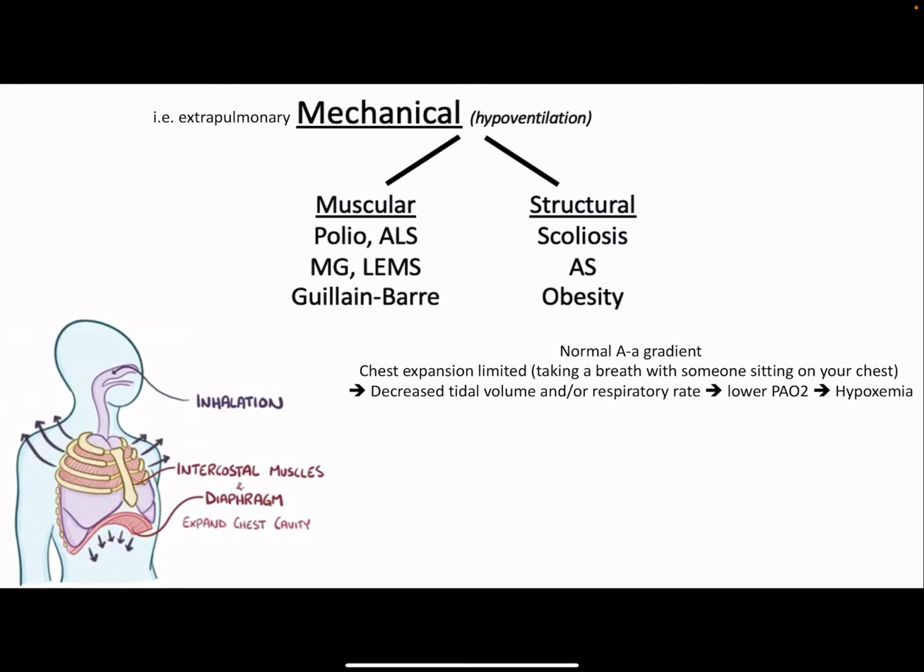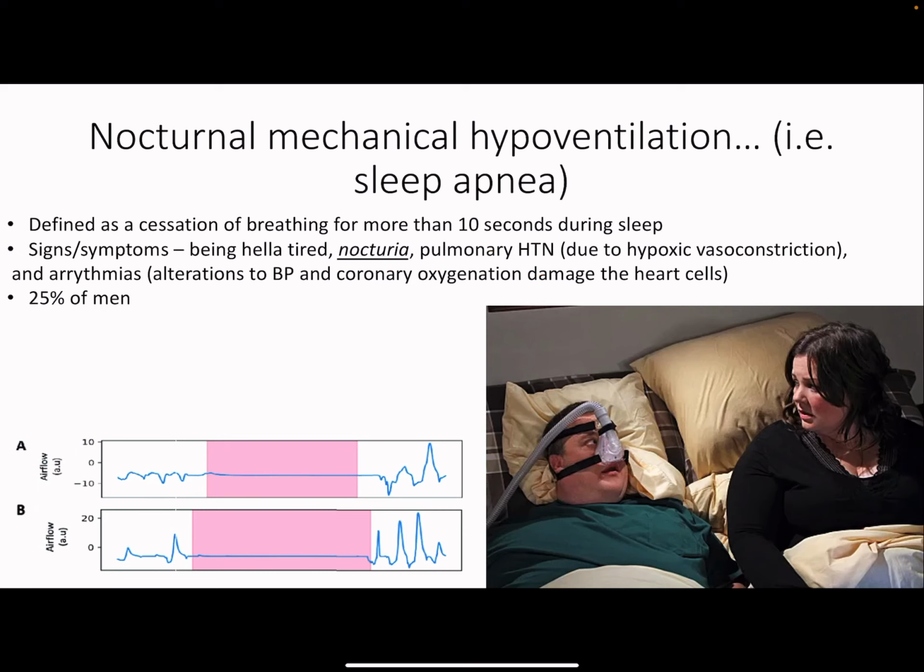So with the mechanical, we can really further separate these into two more categories, those of muscular issues, so polio, ALS, myasthenia gravis, Lambert-Eaton myasthenic syndrome, Guillain-Barre, and then for structural, scoliosis, ankylosing spondylitis, and obesity. You should have a normal A-a gradient. So chest expansion is limited. I mean, imagine trying to take a breath with someone sitting on your chest. So again, whether it's either of these categories, this will lower your alveolar oxygen values and induce hypoxemia.